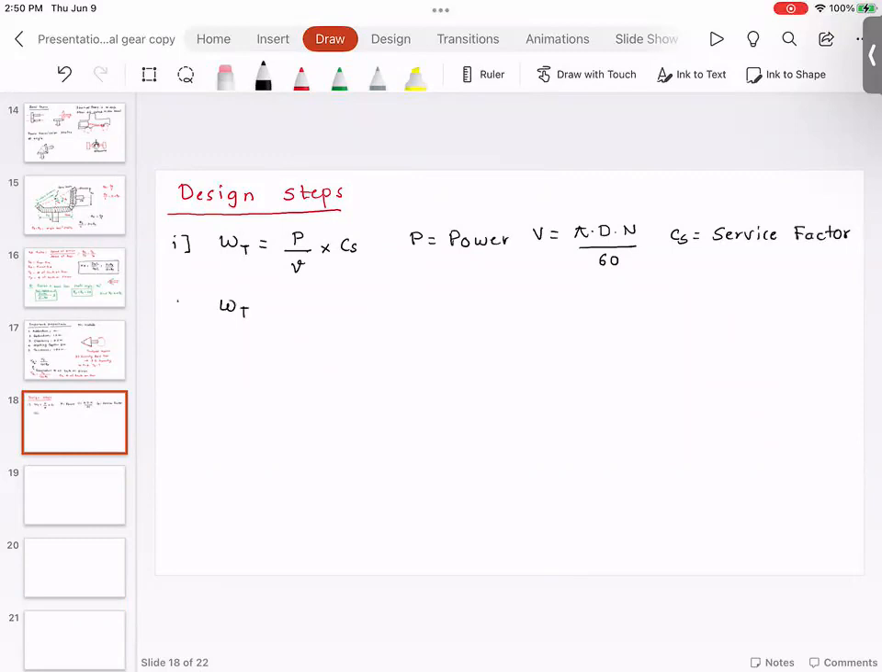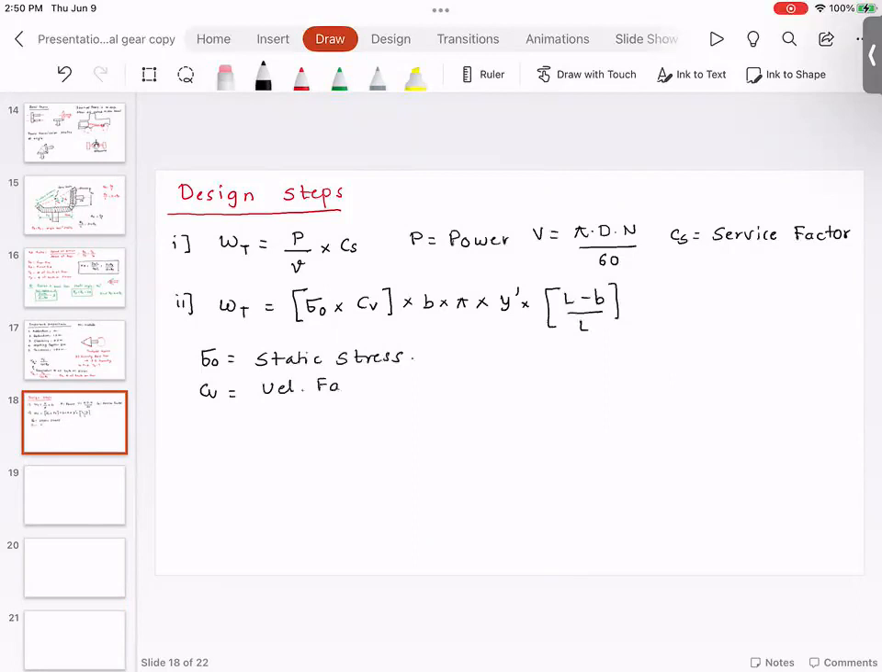The second step, to equate WT is equal to sigma naught times velocity factor times P times pi times y prime, which is the Lewis form factor based on the equivalent number of teeth. But there is one more factor, that is L minus P divided by L. So I'll give you this equation: sigma naught is the static stress, CV is the velocity factor, P is face width, and for bevel gears is usually 12 times M to 20 times M.